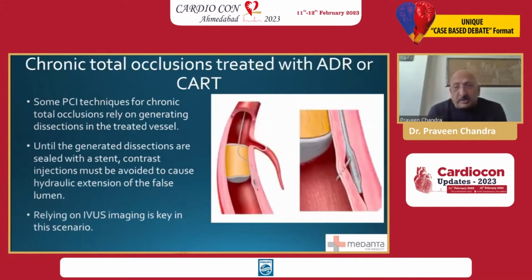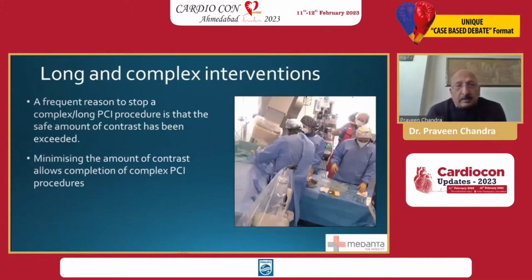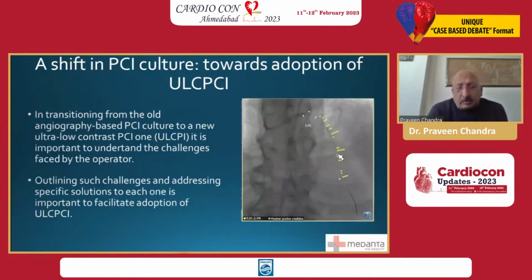In CTO patients, in patients with ADR, again, we rely on IVUS imaging. And then, of course, in complex long interventions where you are spending too much time, that does not mean that if you are doing a long procedure, you spend 500 ml of contrast. Your procedure is successful, but the patient will not have good outcomes. So in this kind of situation, how do we do that?